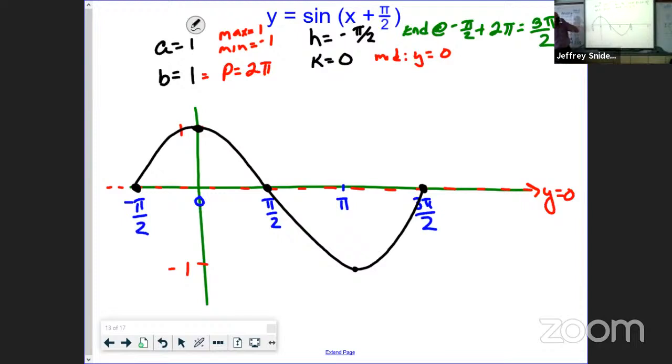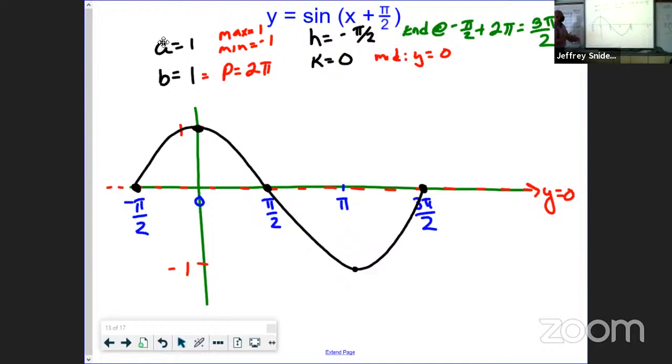So this time, when I had that horizontal shift, that phase shift, the period's important to find where it's going to end the cycle. So that's how the period is going to tell us where it's going to end. If we know where it starts and we know the period, we can find out where the cycle is going to end. Any questions on that one?